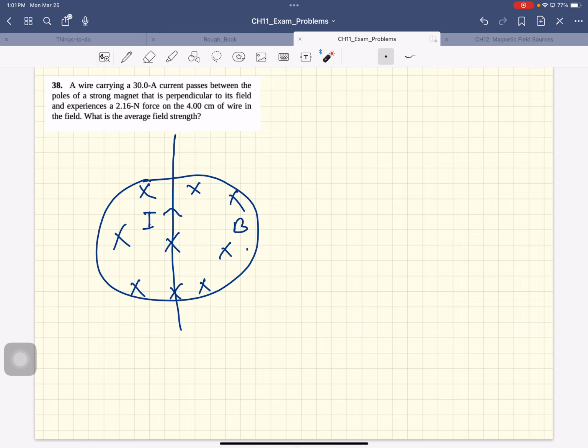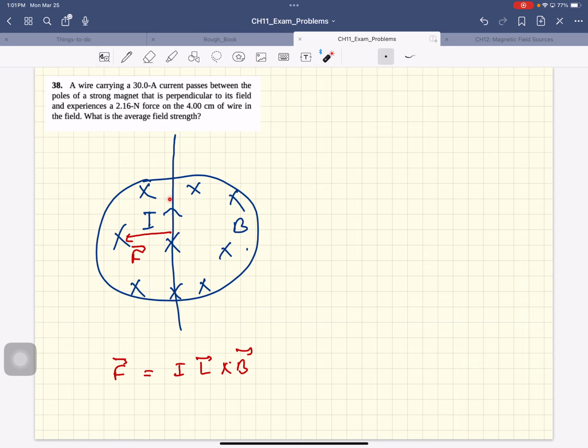What will be the direction of the force that this current carrying conductor is feeling? In what direction will it feel a force? There's the velocity, there's the magnetic field, V cross B, it'll feel a force in that direction. So the force will be in that direction. And the force is given by I L cross B.